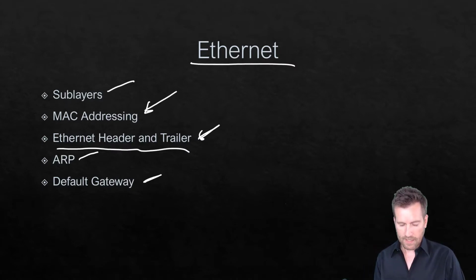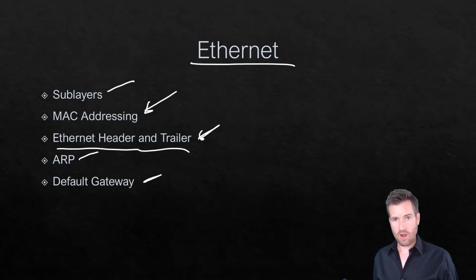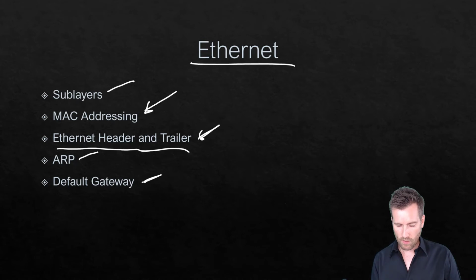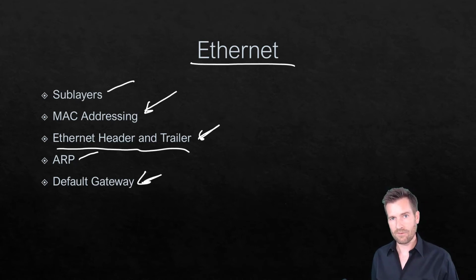And then we finally talked about the default gateway. If a machine recognizes that it's trying to communicate to an IP address outside of the network, then it needs to reach the default gateway. And so it will do an ARP request for that default gateway so it has a MAC address and knows where it needs to send that information.